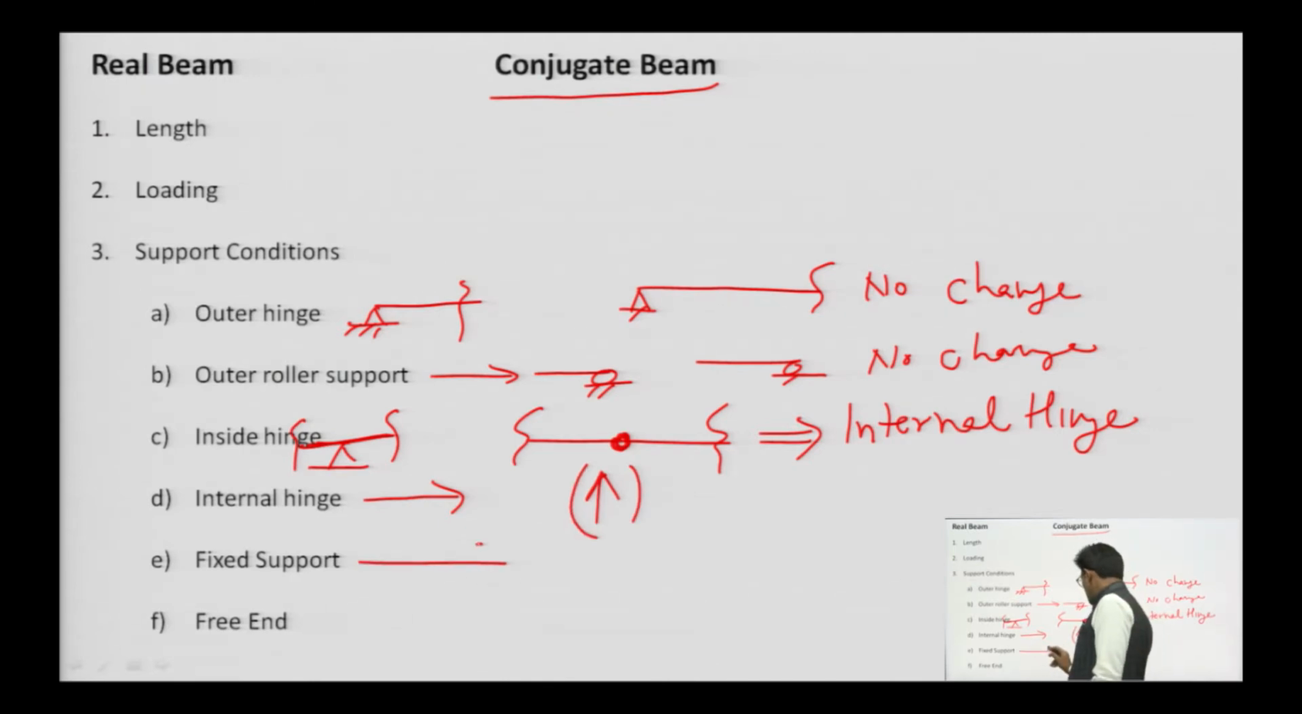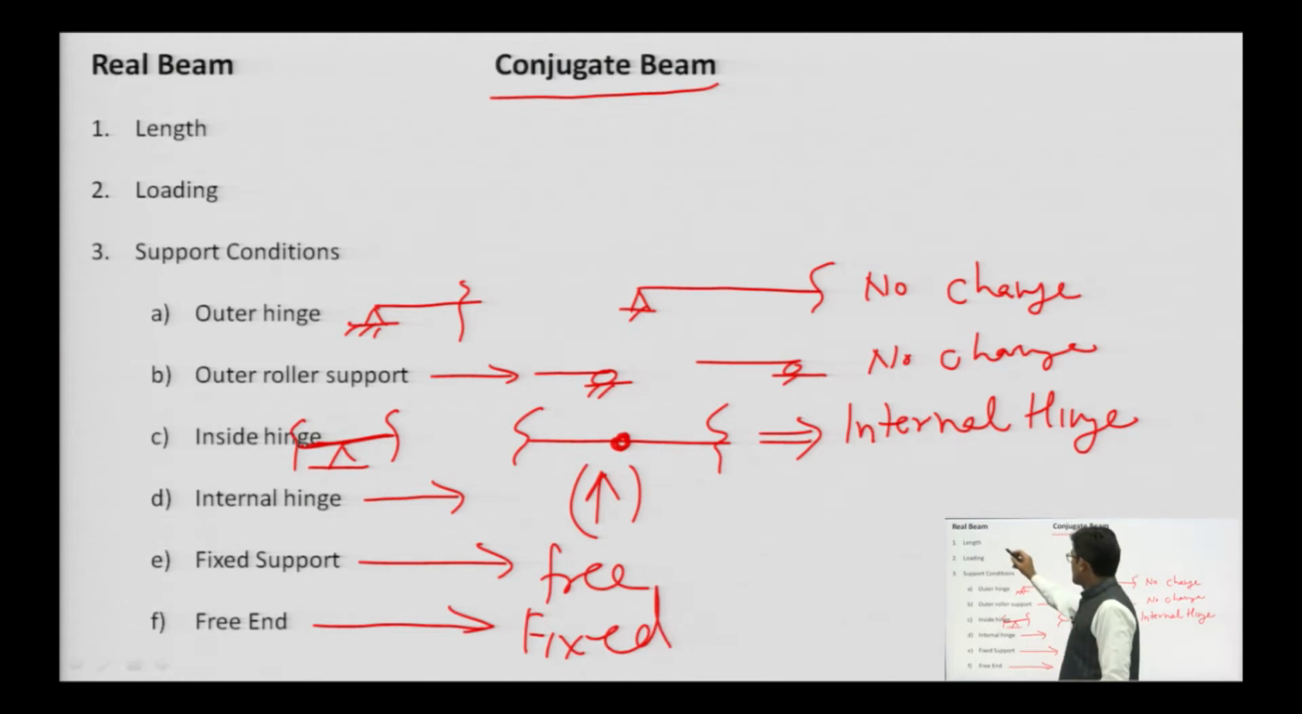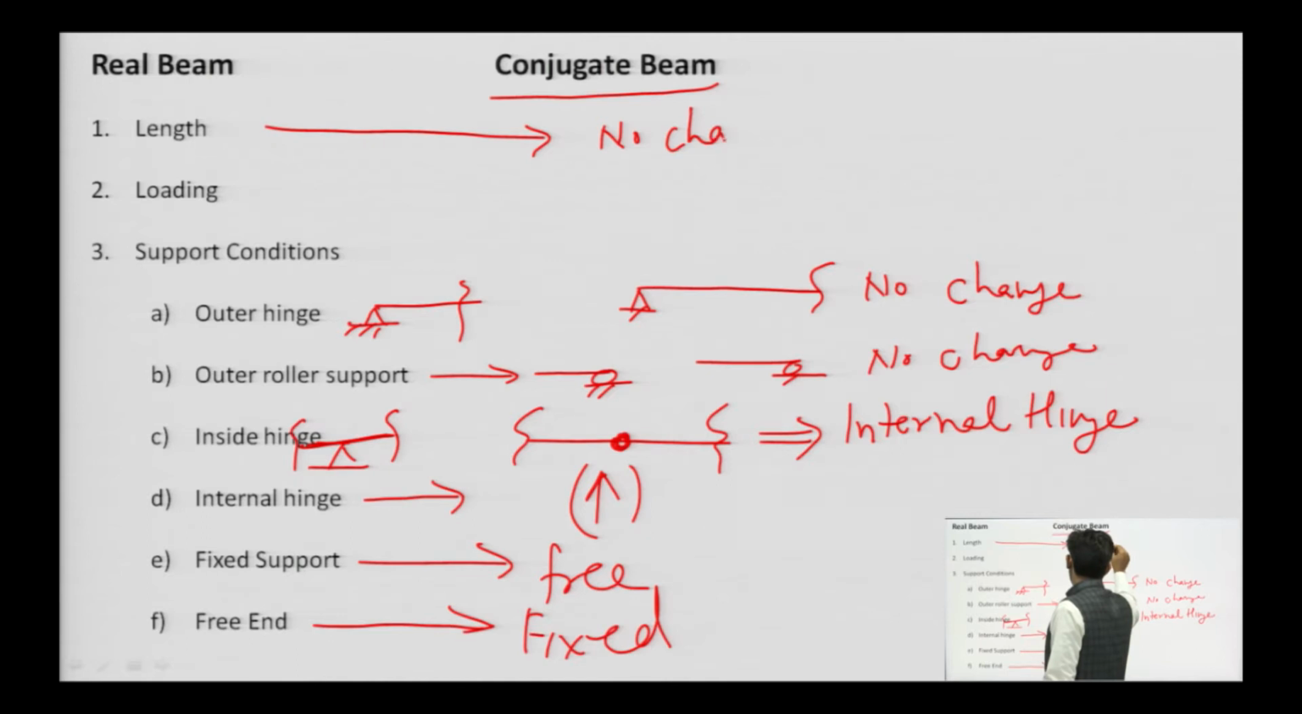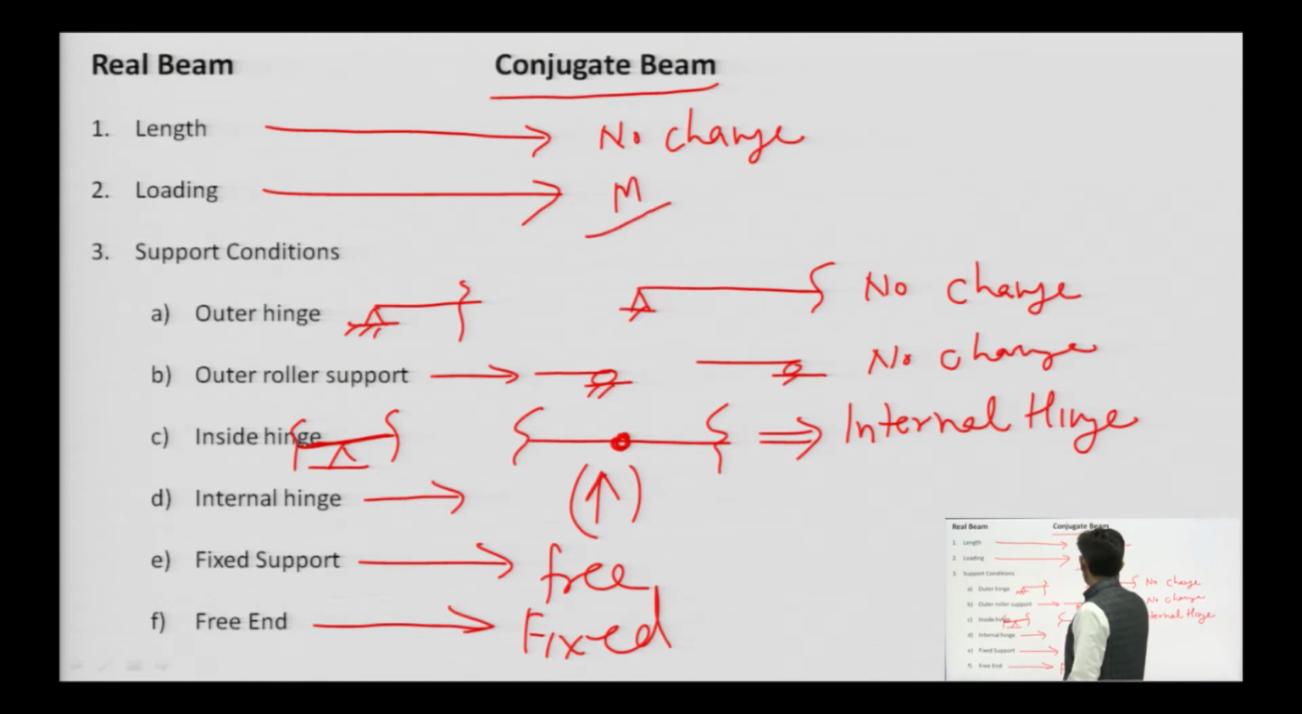Fixed support will be replaced by free end, and free end will be replaced with fixed. Length is not going to change, no change, same length. Loading is replaced by M by EI. So, this is the conjugate beam.